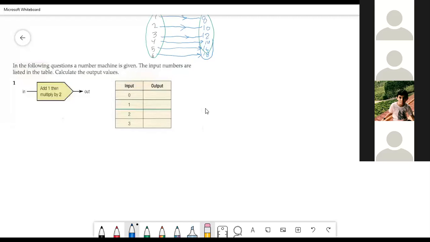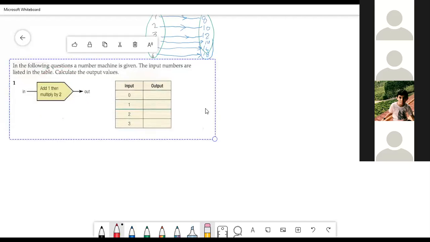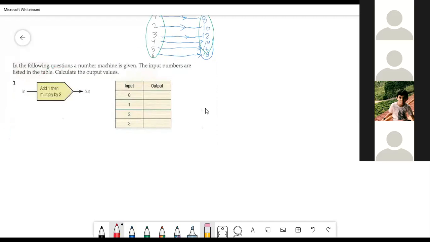This exercise says: in the following questions, a number machine is given. The input numbers are listed in the table, so calculate the output values. What do we have here? The number machine. What do we have in the function machine? Add 1, then multiply by 2, right?